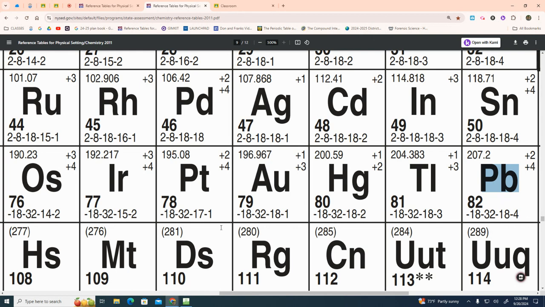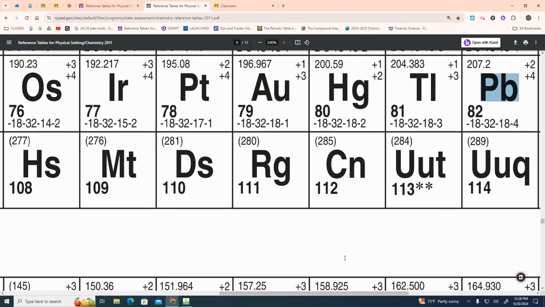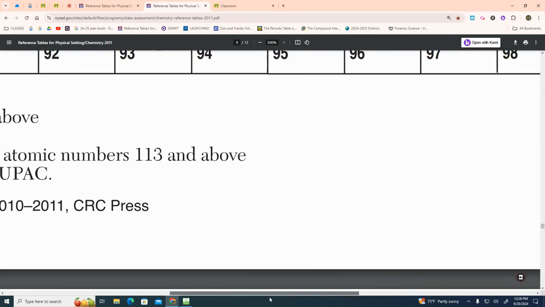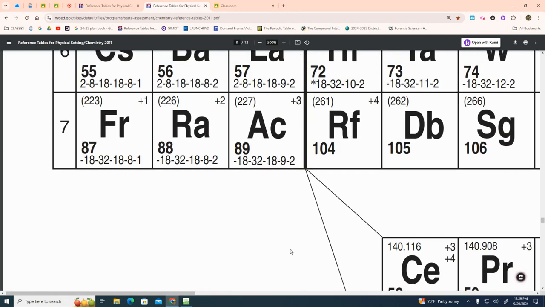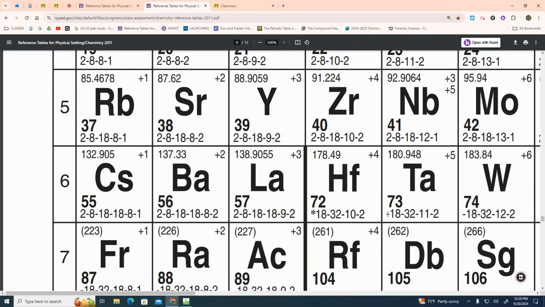That's what happens there. I thought you were asking like down here. If you look at lead, why are there only 4 listed for lead? Oh, same thing. Well, because this little dash right here is telling you that there's a 2-8 there, even though it's not written. And it tells you this right here down at the bottom of your periodic tables. Denotes the presence of 2-8 for elements 72 and above. So anything above 72, okay, has that little dash. That means there's a 2 and an 8, and then it goes 18, 32, 11, 2. Okay, that's what it's telling you.